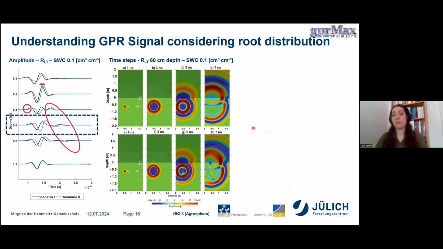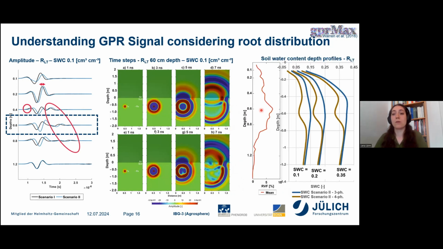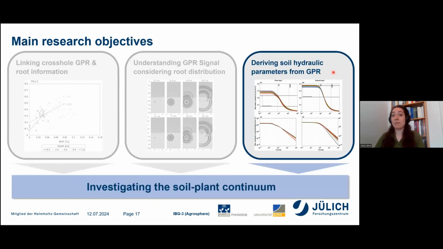I showed you earlier that we also calculated the soil water content for different scenarios, considering roots and not considering roots. So we took our root volume fraction along the depth and calculated the 3 and 4 phased soil water content. And as you can see, if we are considering roots, the soil water content is much lower. So if we only consider 3 phases, that would overestimate how much water is present in the soil than actually is. With the soil water content, this gives us the opportunity to calculate our soil hydraulic parameters.